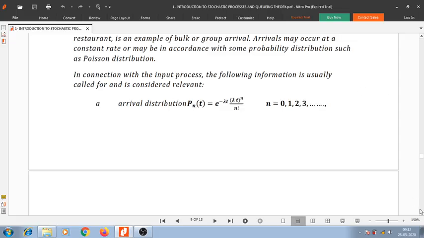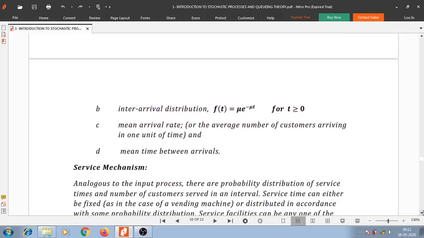Similarly, second, what is the inter-arrival distribution? Inter-arrival distribution here means service time distribution. The service time distribution is exponential.